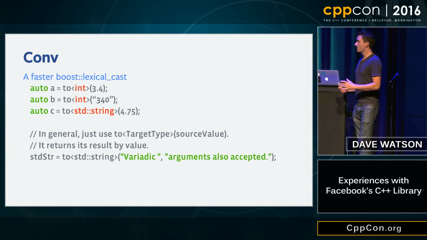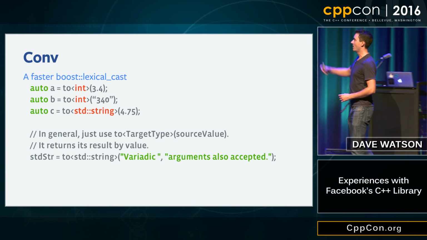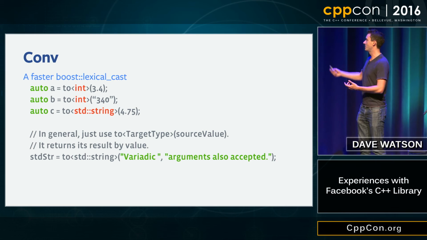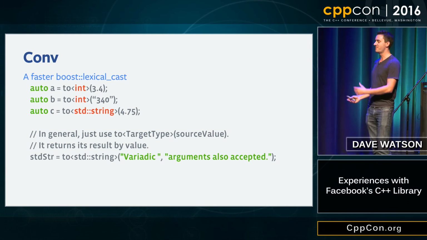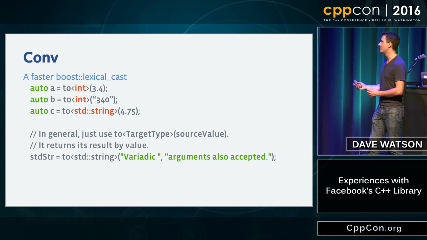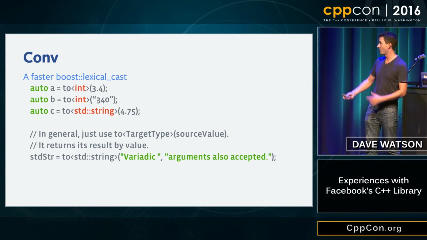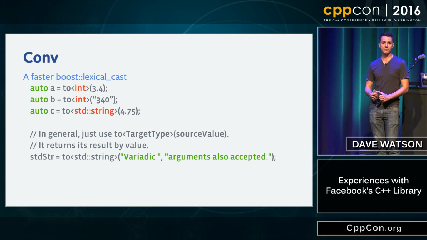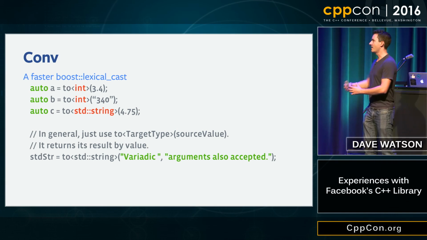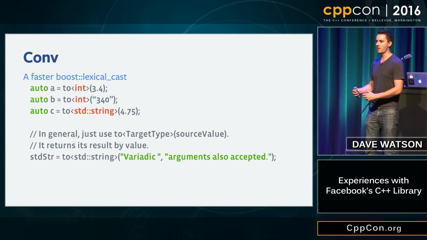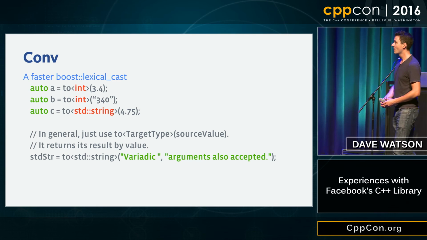We also have a bunch of other little utility libraries. We have a conversion utility library. It's called to as the name of the function. It takes a template parameter of the type you want to convert from, and it uses the template parameter of the type you want to convert to. It's very, very similar to Boost's lexical cast, if you're familiar with that. It's just a standardized way to convert from one type to another type.